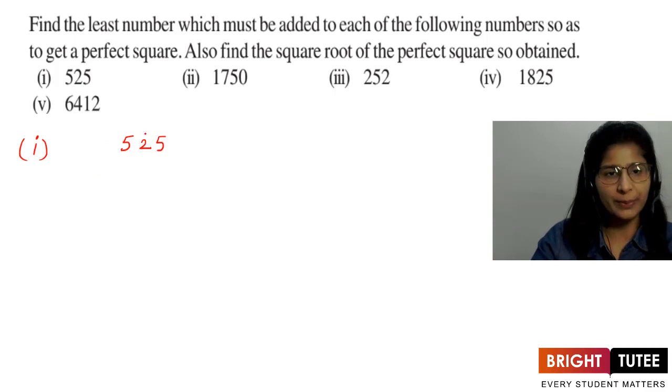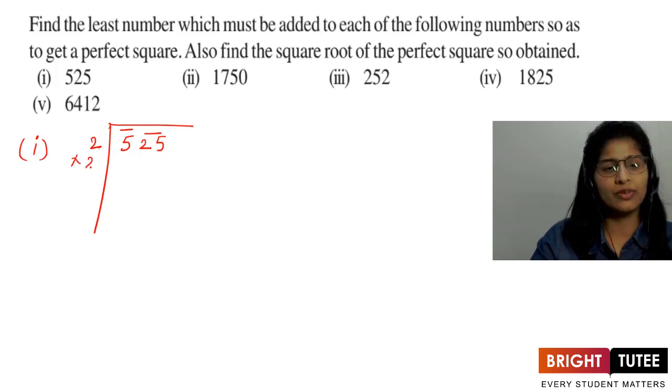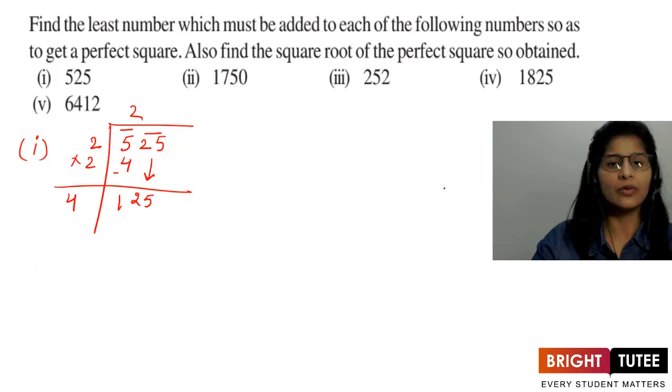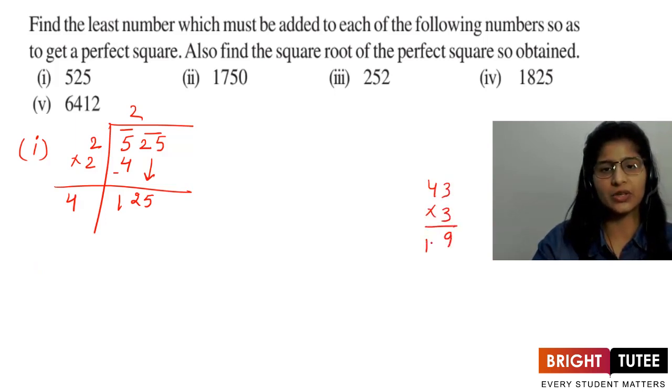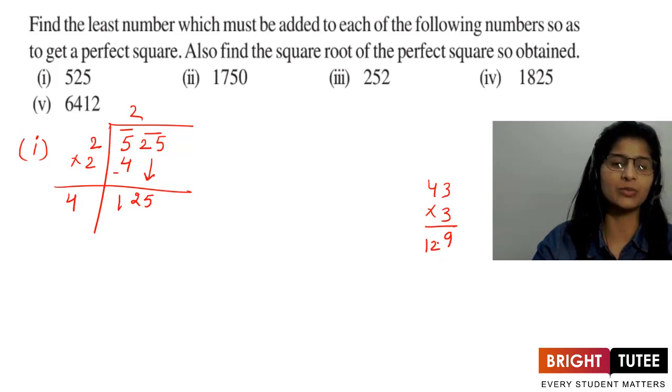525. Form the pairs, form the bars. Now start dividing. 2, we will go with 2. 2 2s are 4. Subtracting it, it gives us 1. Copy down 25. Double of 2 is 4. Clear? Now with 4, let us try with 3. 3 3s are 9. 3 4s are 12. Just see, at 3 also we are getting more than 125. So we'll try with 2.